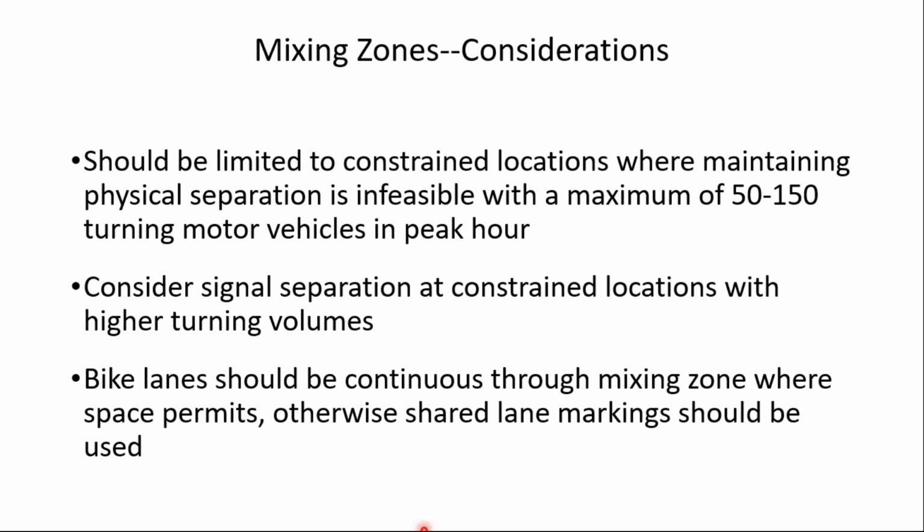Some considerations: they should be limited to constrained locations where maintaining physical separation is infeasible, with a maximum of 50 to 150 turning motor vehicles in the peak hour. Consider signal separation at constrained locations with higher turning volumes. And the bike lane should be continuous through the mixing zone if space permits. Otherwise, shared lane markings should be used.